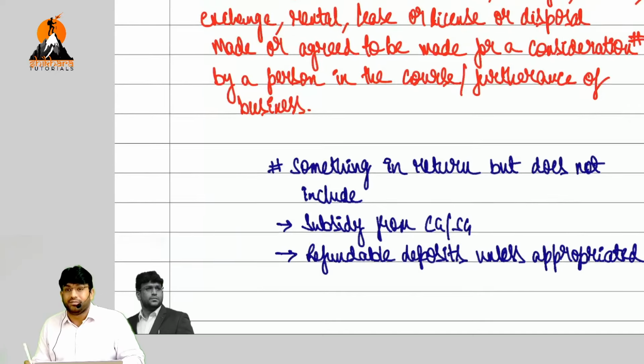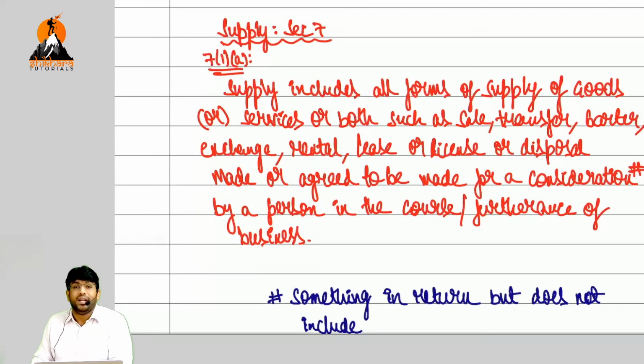Supply includes all forms of supply of goods or services or both, such as sale, transfer, barter, exchange, license, rental, lease, or a disposal, made or agreed to be made for a consideration. By a, who is a person? Individual. Oh, that means a company should not pay GST. You are all income tax talented people. Tell. Individual, HUF, AOP, BOI, AJP, companies, firm, LLPs, societies, and even government also.